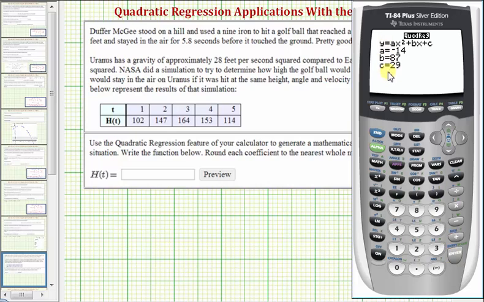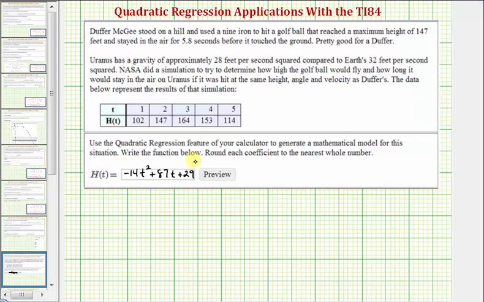So here's our quadratic function, and notice how if we also press y equals, we can also see it here. But be careful here, we want a function h of t, so we're not going to use x, we're going to use t. We'll have h of t equals negative 14t squared plus 87t plus 29. And now we have a series of questions we'll solve graphically on the TI84.